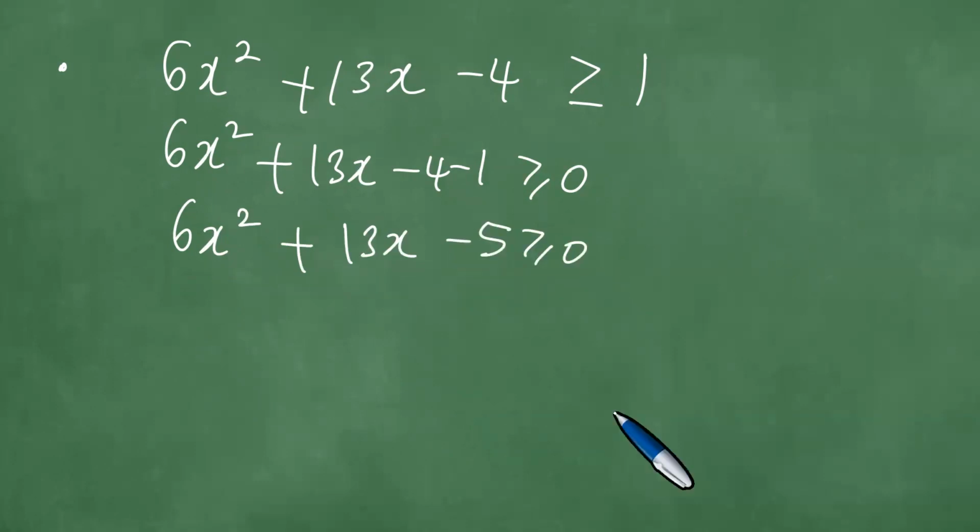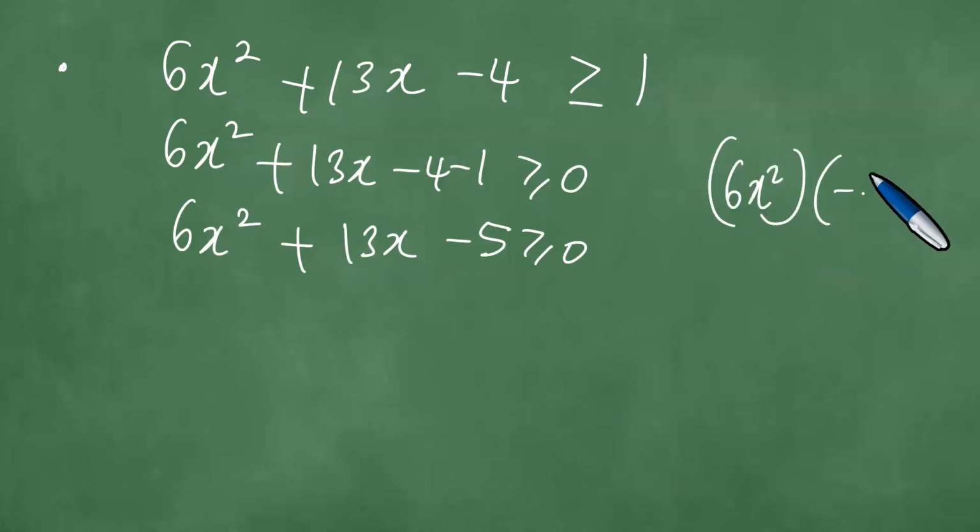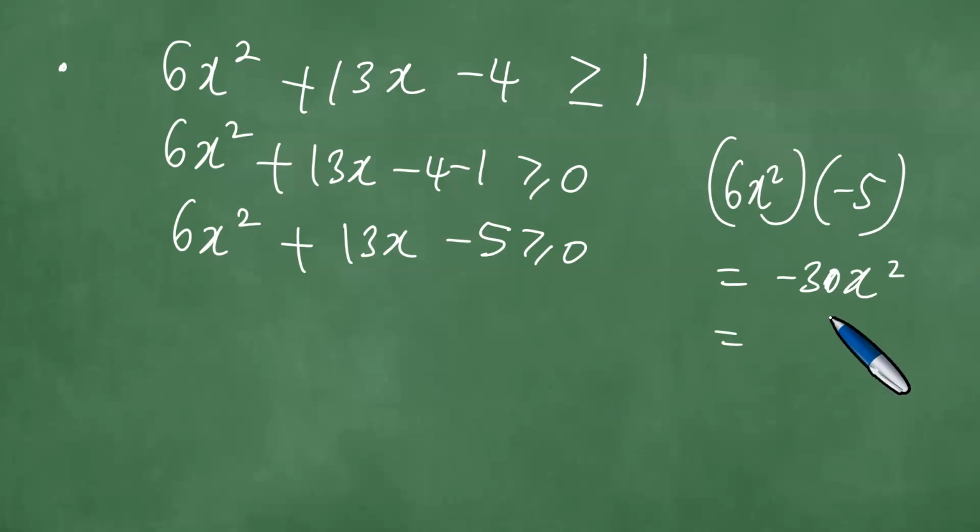To factorize this, we have two choices. If it doesn't easily factorize, we use the quadratic formula, but that is very long. Or we use our usual method of factorization. This one is pretty straightforward. So we multiply 6x squared with minus 5, getting minus 30x squared. So we take the factors of minus 30x squared that will give 13x squared.